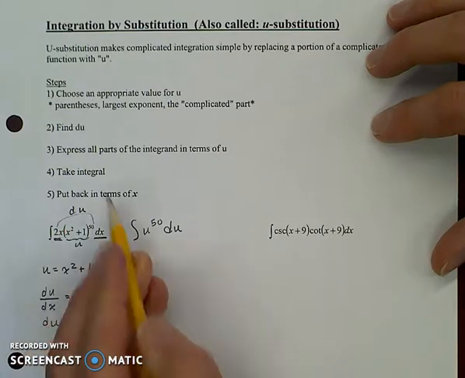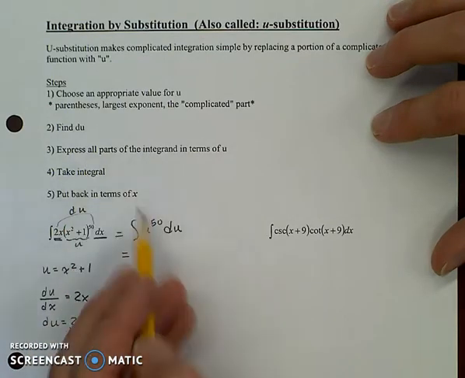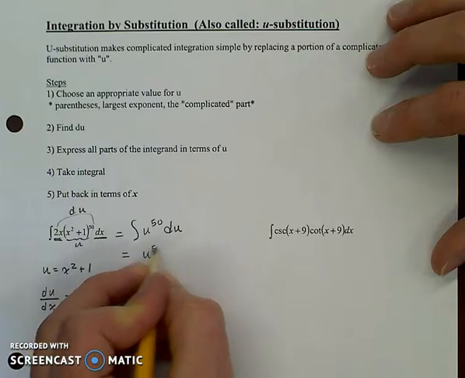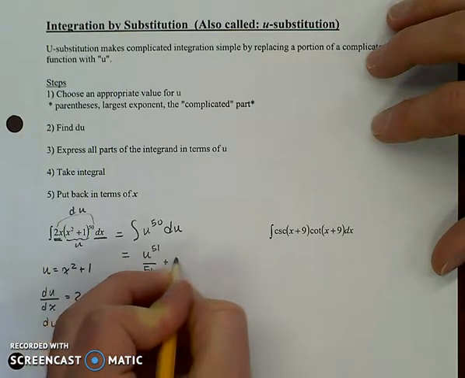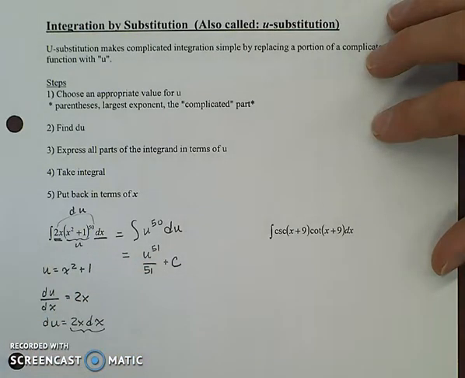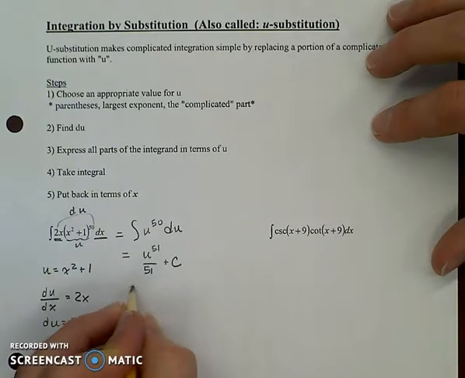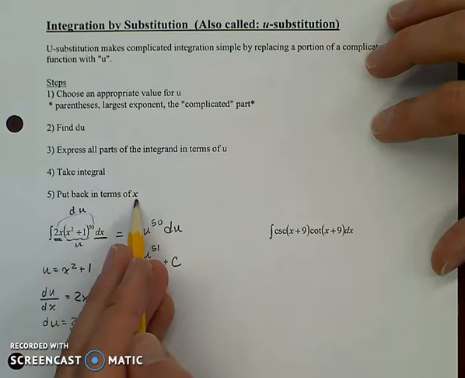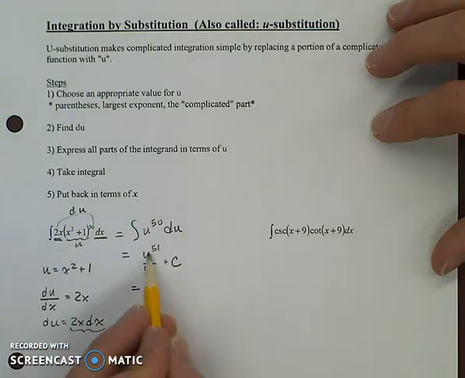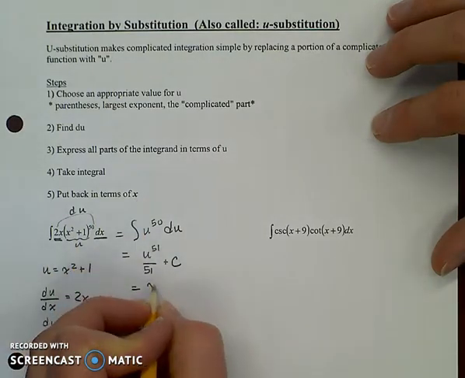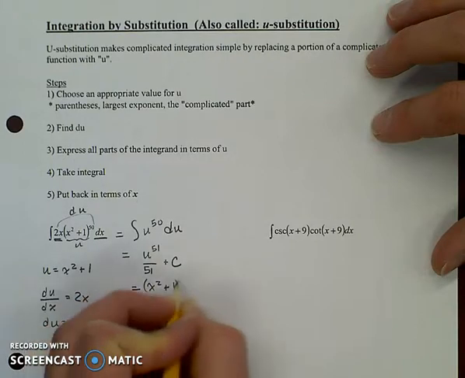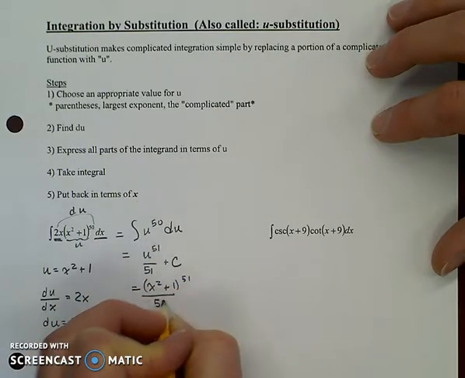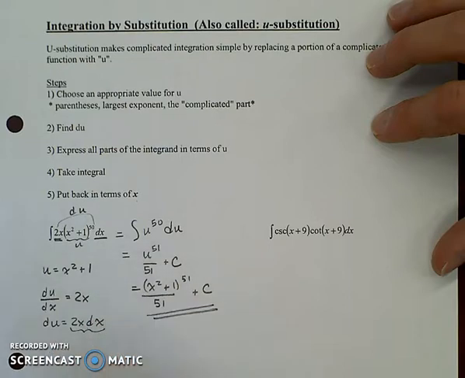Now, when it's all in terms of u, we're just going to take the integral. The integral of u to the 50th is u to the 51 over 51 plus c. Great, that was easy. Now, to get our final answer, we have to get back in terms of x. Our u is x squared plus 1, so we get x squared plus 1, all raised to the 51, over 51, plus c. And there's our final answer.